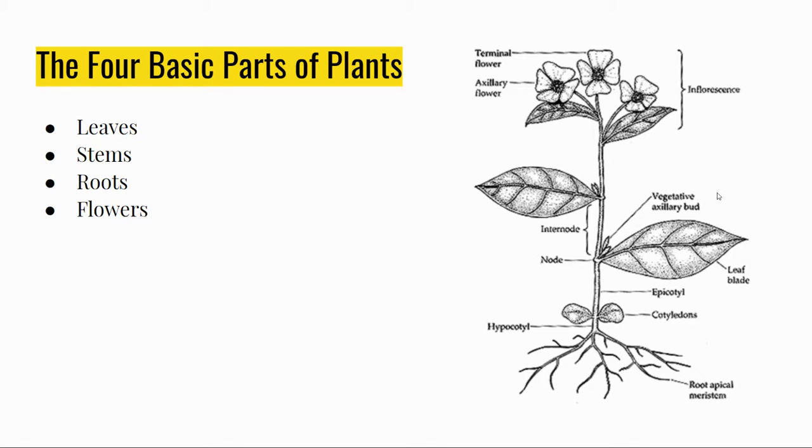Before we dive into leaves, just a quick view of where we're going with this unit. Plants can be broken up into four main parts: leaves, stems, roots, and flowers, and that's also the order we're going to go in. 6.1 is going to deal with leaves, and then the next few days we'll move into stems, and then next week we'll move into roots, and then finish it off with flowers.